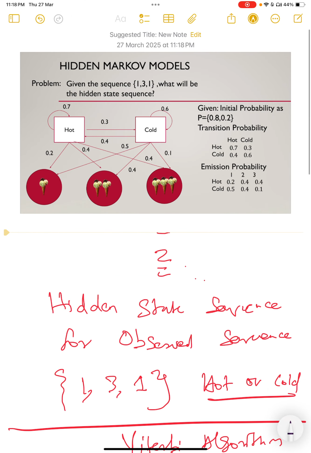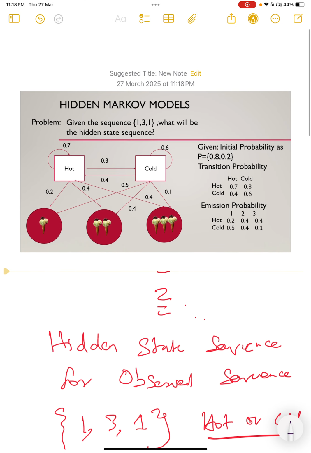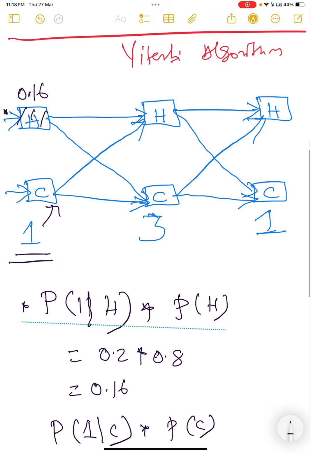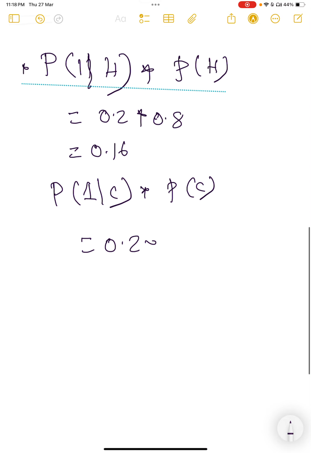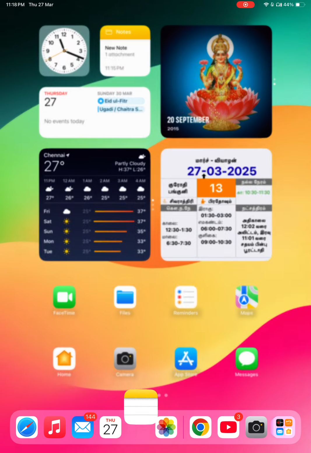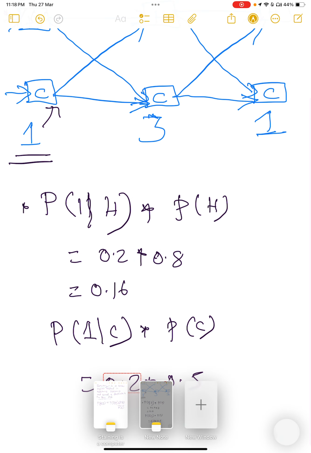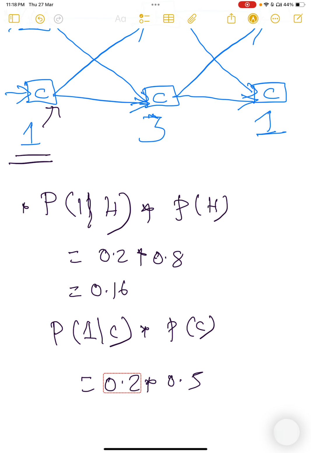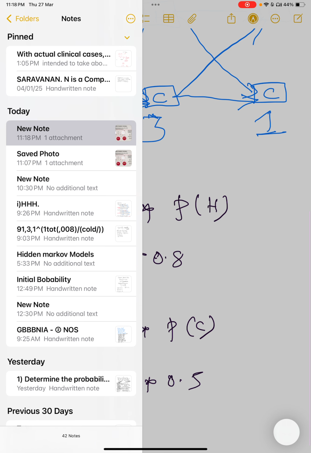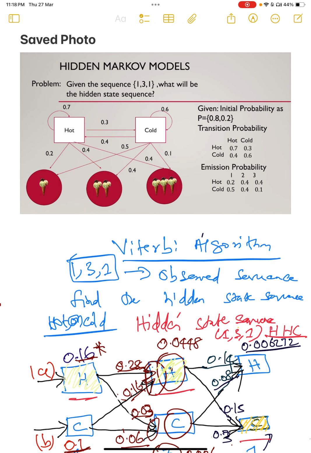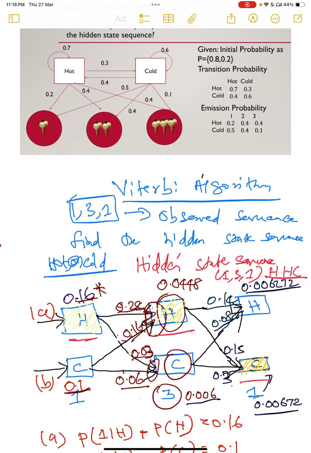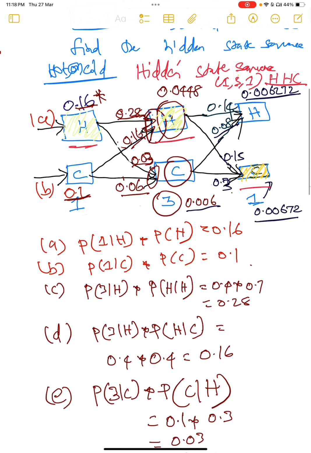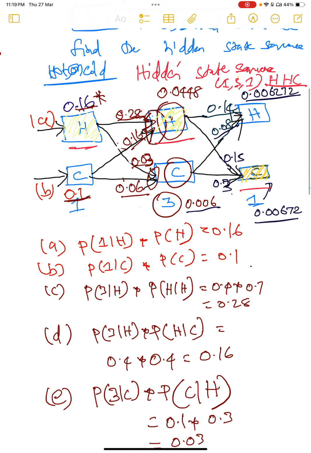One given C is 0.5, and the probability of C is 0.2, and it should be 0.01. Now it should be, so this one, we should select this. It should be 0.16 and it should be 0.5 into 0.2, that is the probability of one given C into the probability of C.